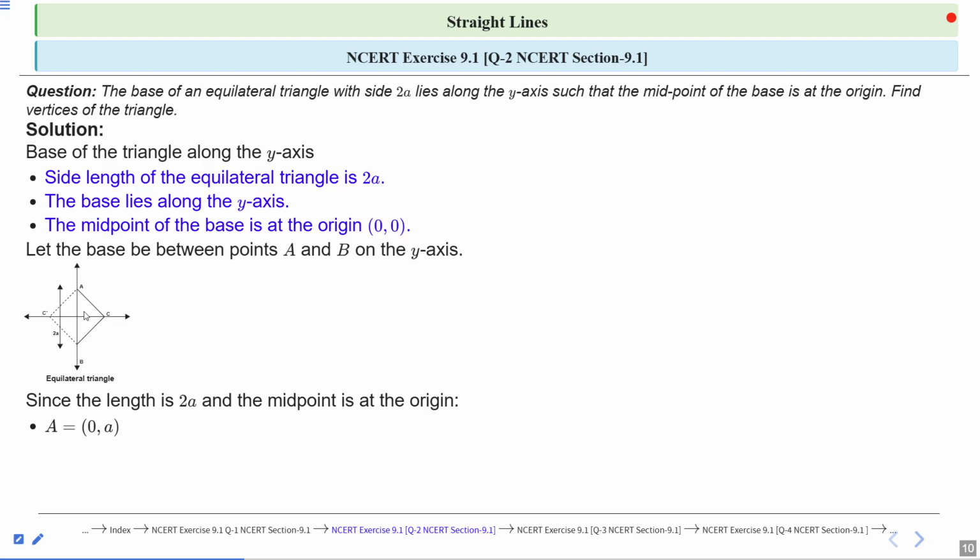So what are the coordinates of A? The coordinates of A are 0, a. Okay, and what are the coordinates of B? The coordinates of B are 0, minus a. Why is this? Because you can see the length of this side is 2a, and the midpoint of the base is at the origin 0, 0. So the coordinates of point A are 0, a, and the coordinates of point B are 0, minus a.